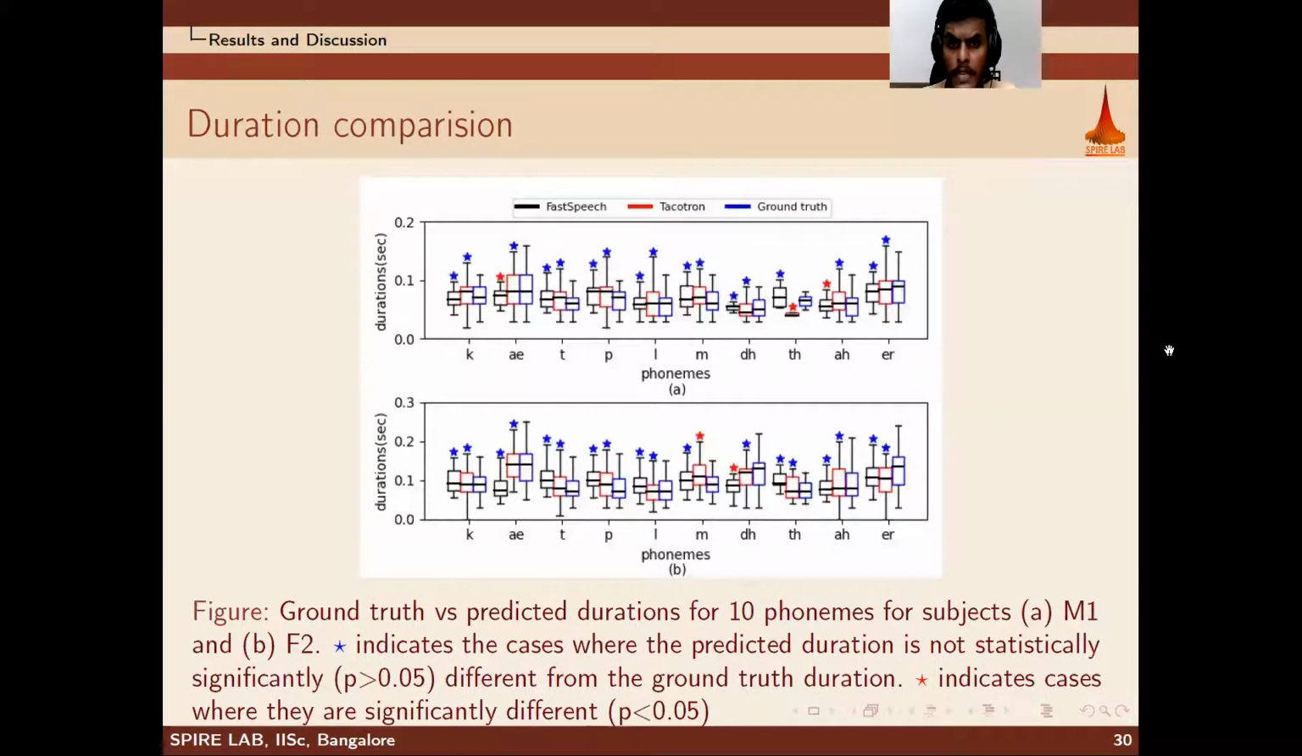Now let us compare the predicted durations of the different models. So here we are considering the fine-tuned versions of the model for two different subjects, and we are looking at durations from FastSpeech, Tacotron, as well as the ground truth duration. After looking at the differences between these durations, we find that only in very few cases are the FastSpeech predicted durations statistically significant.